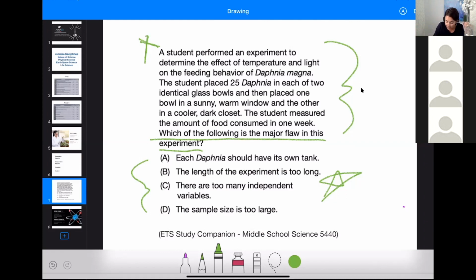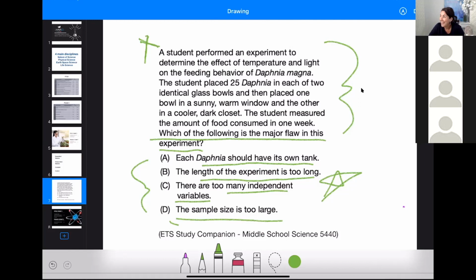So I've got here, each Daphnia should have its own tank. The length of the experiment is too long. There are too many independent variables, and the sample size is too large. All right, just by looking at the answer choices, I know right away that this is a nature of science question, and this is about experiments. So I want to think that in my mind.